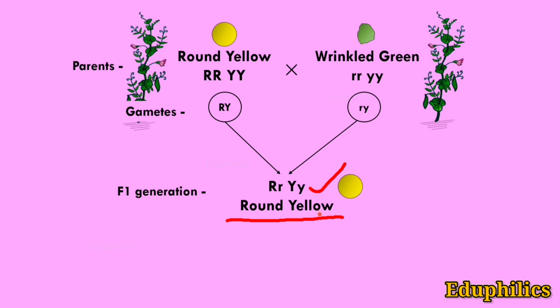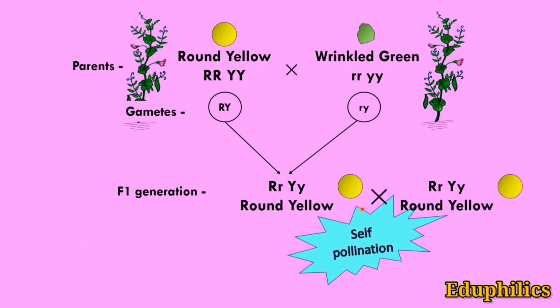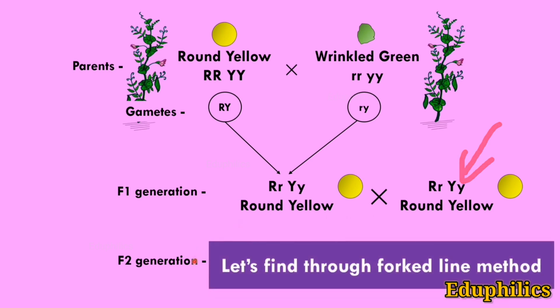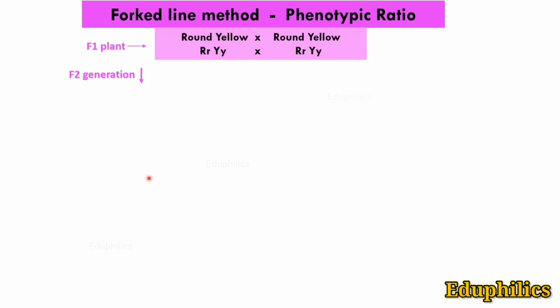A plant of this round yellow seed is self-pollinated. The repetition of the same information is to represent self-pollination. Due to this self-pollination, F2 generation is formed. That means this F1 plant is the parent plant of F2 generation. Now we are going to find the phenotypes of the seeds in F2 generation. If you want to learn Folk-Lyon method clearly, please write this cross on a paper along with me.